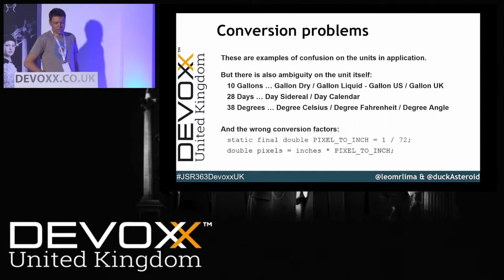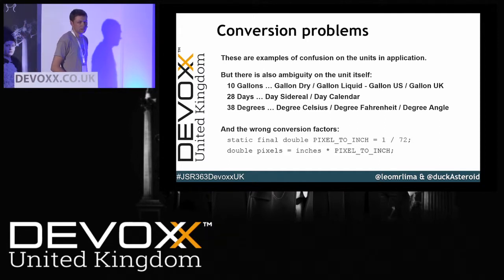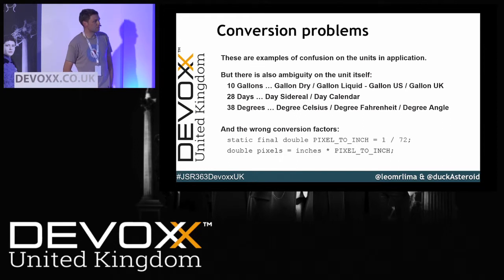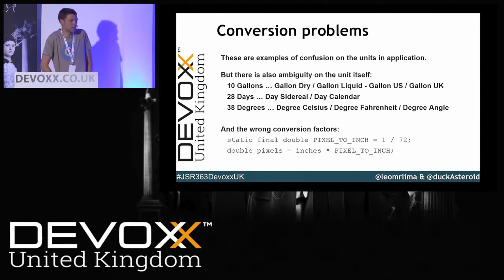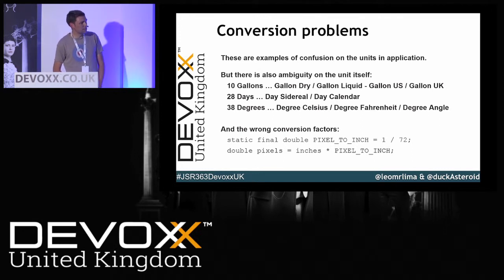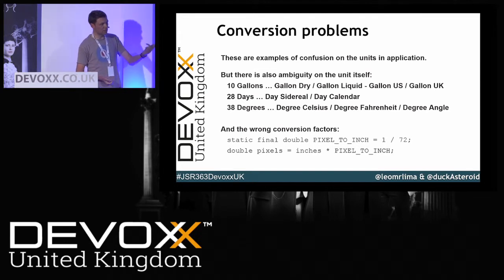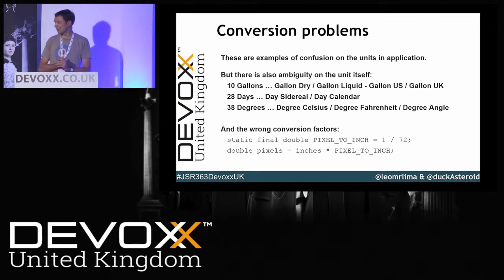So these are examples of kind of confusion around the units in an application, as in inches instead of miles and so forth. And they're pretty easy to make, particularly when you don't have something to represent the units that's coupled with the value that you're measuring. But there's also ambiguity on the unit itself. I mean, people say gallons all the time, like there's only one kind of gallon in the universe. In actual fact, there's dry gallons, liquid gallons, US gallons, UK gallons. We have like 5 or 6 different flavors of gallon out there.